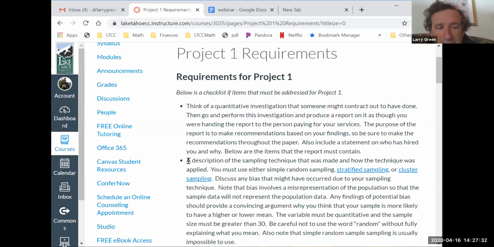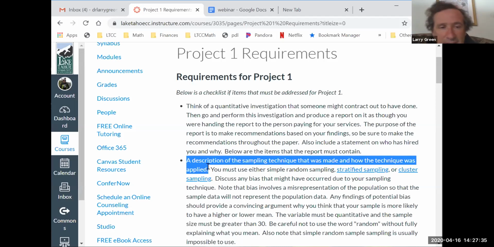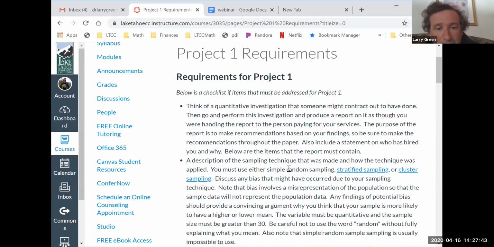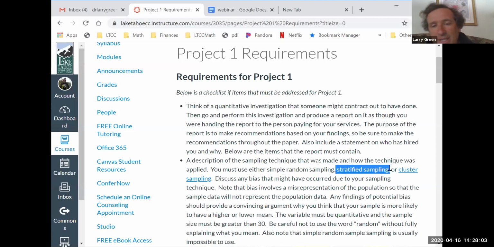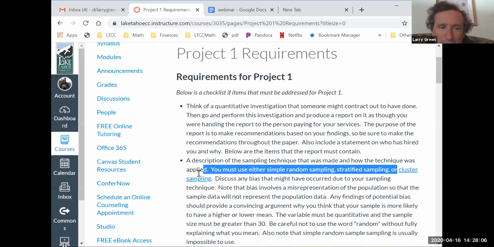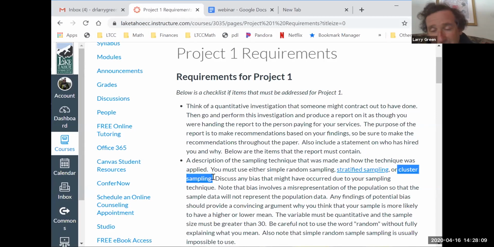In your project, you must include a description of the sampling technique that was used and how the technique was applied. You can use simple random sampling, and I want to warn you, this is almost always impossible. If you think you used simple random sampling, you probably didn't, and I'll take off points. So check in with me if you really think you can, because you probably can't. Or you could use stratified sampling, which we did last week. Or you could use cluster sampling, which was also done in the first day of class. Those are your two choices, basically: stratified or cluster.